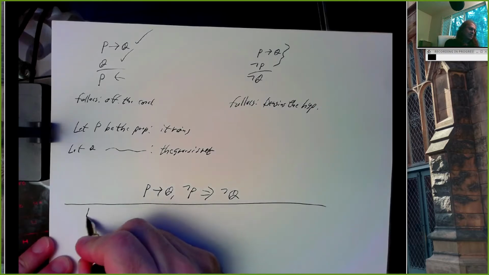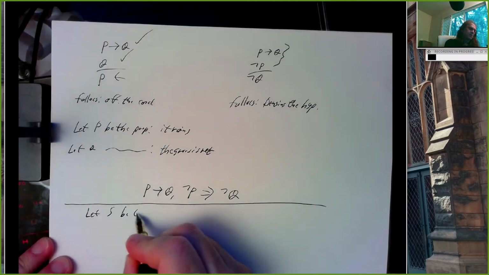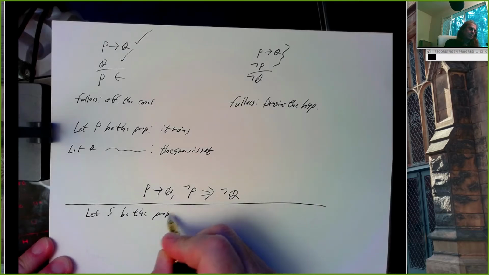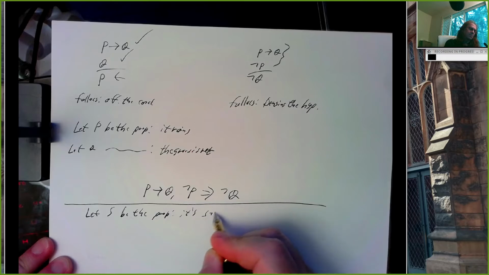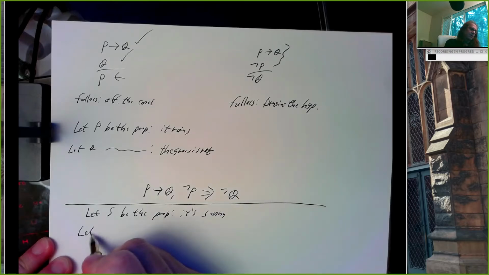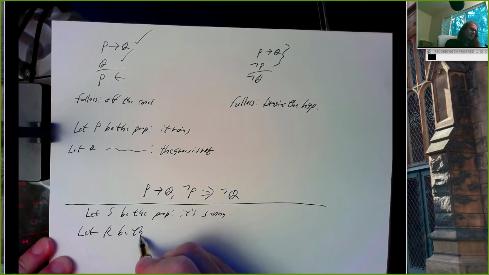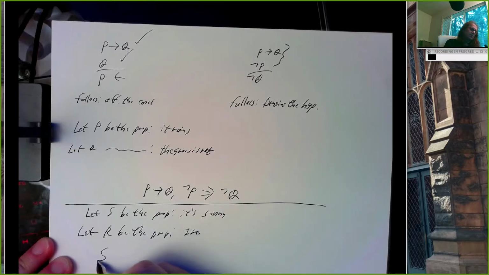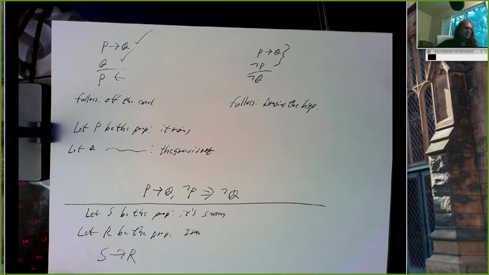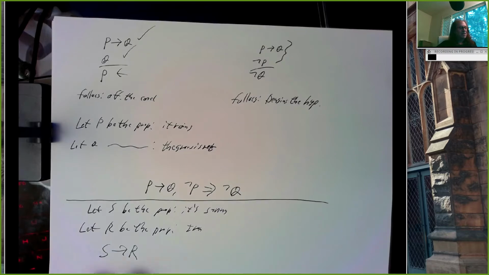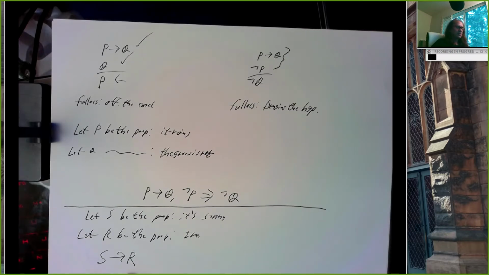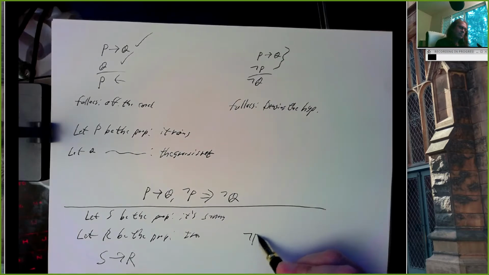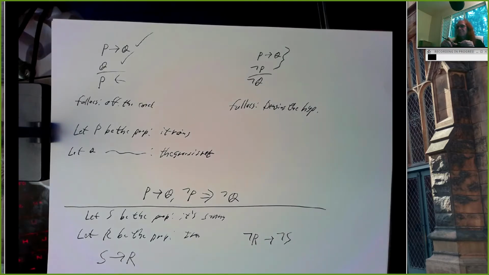So let S be the proposition "it's sunny," and let R be the proposition "I run." And suppose that this is a true statement. Suppose anytime it's sunny, I go out and I run. If that is absolutely a true statement, then this is also true: if I don't run, then it's not sunny.